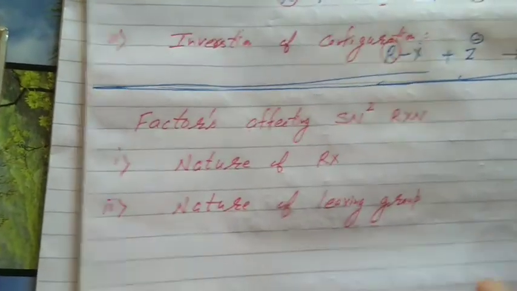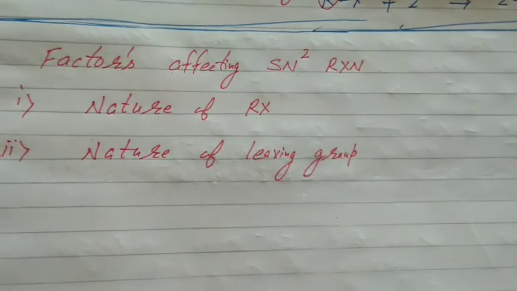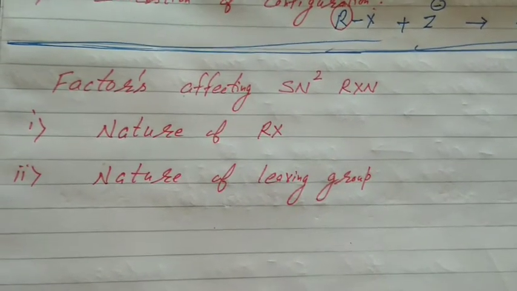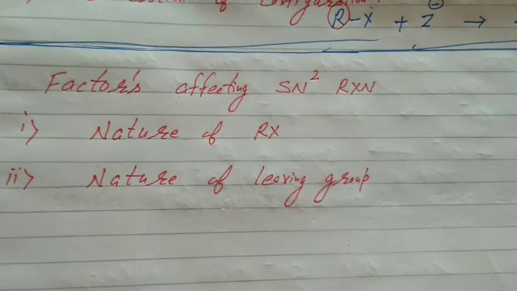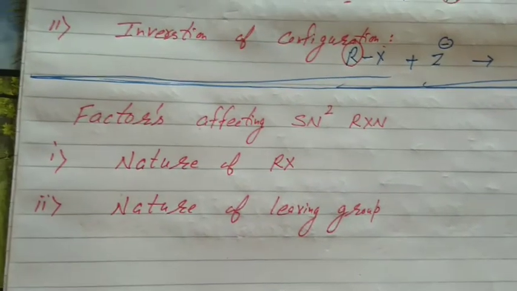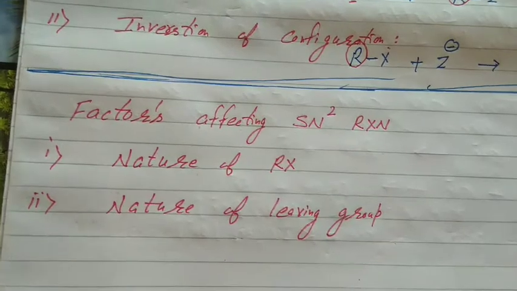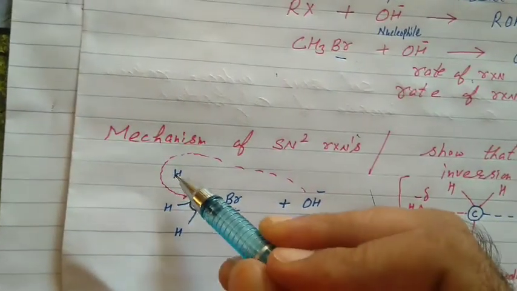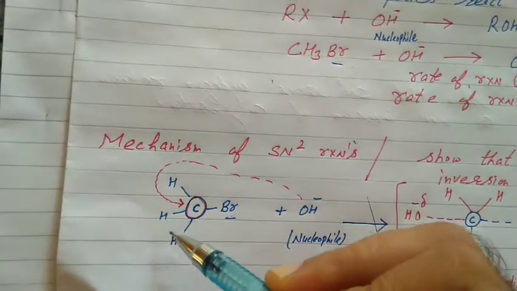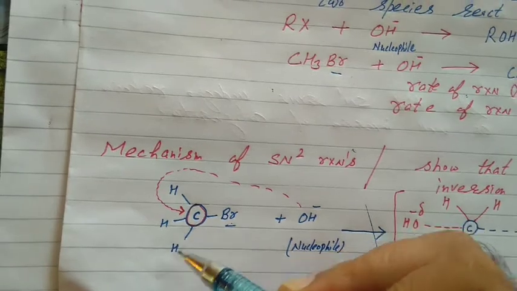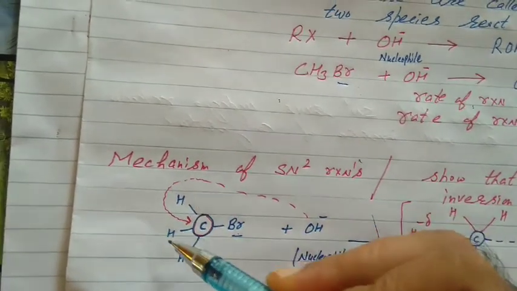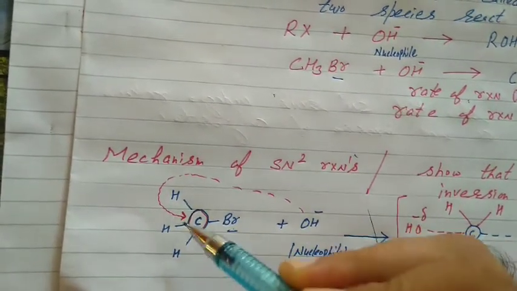Next, again important, factors affecting SN2 reactions. In competitive exams, questions will be from this. What are the factors which affect SN2 reactions? First one, nature of RX, nature of haloalkane. Students, we studied the mechanism of SN2 reaction. If it is a 3 degree haloalkane, it means there will be bulky alkyl groups R, R, R. The alpha carbon is tertiary, it means it is a 3 degree haloalkane. It means they will block the path of the nucleophile. It cannot approach the alpha carbon.